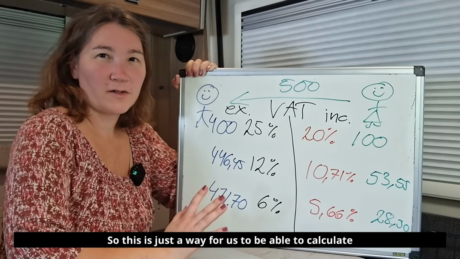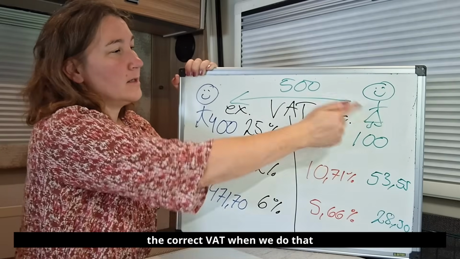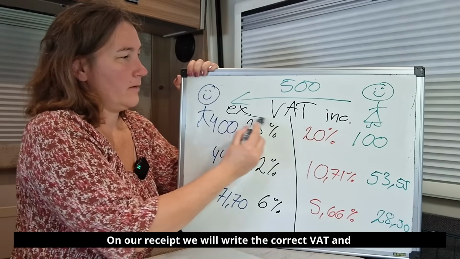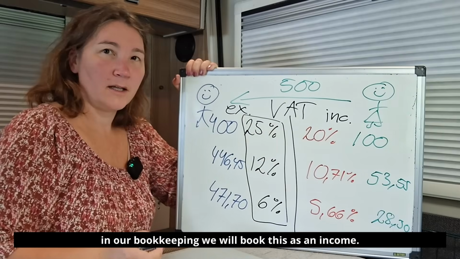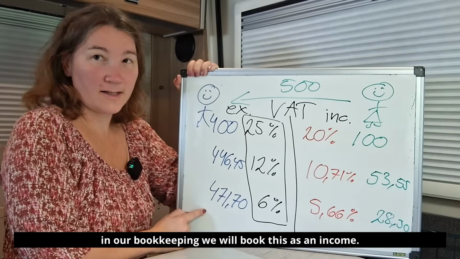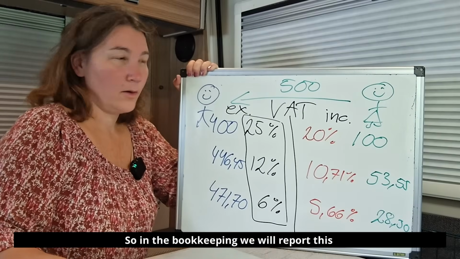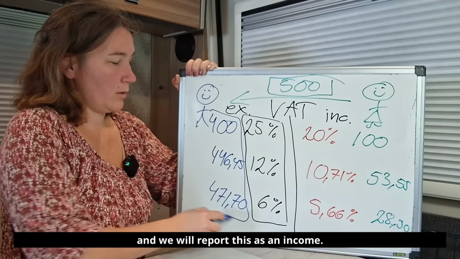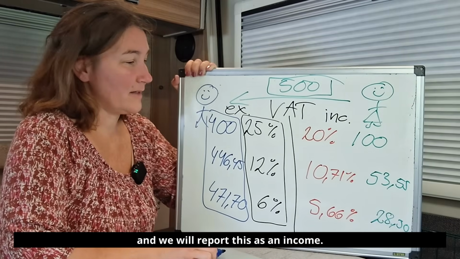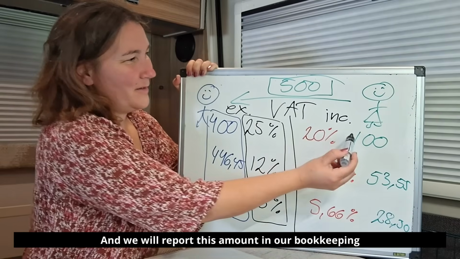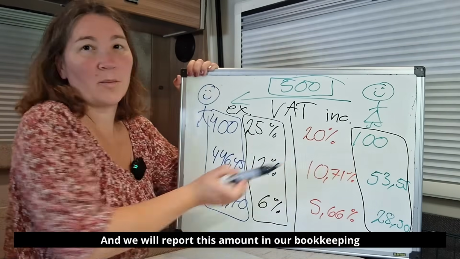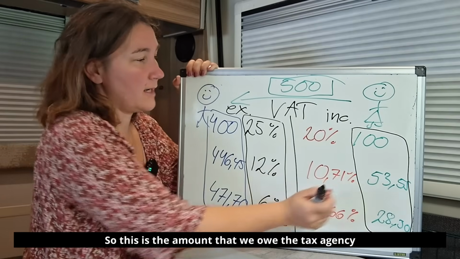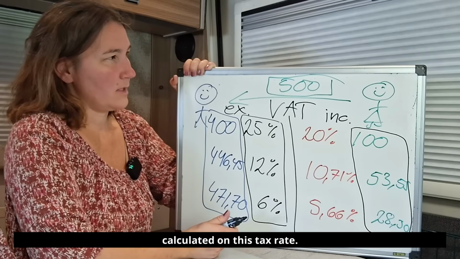So this is just a way for us to be able to calculate the correct VAT when we do that on the inclusive VAT rate. On our receipt, we will write the correct VAT, and in our bookkeeping, we will book this as an income. So in the bookkeeping, we will report this on our bank account, and we will report this as an income. We will report this amount in our bookkeeping as an output VAT. So this is the amount that we owe the tax agency, calculated on these tax rates.